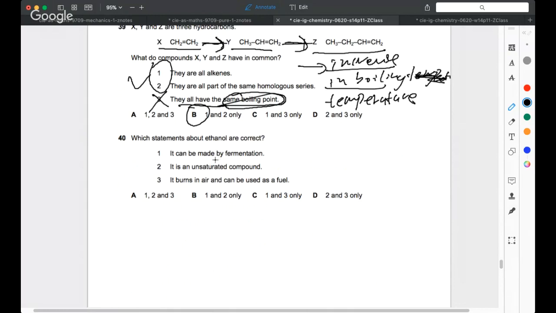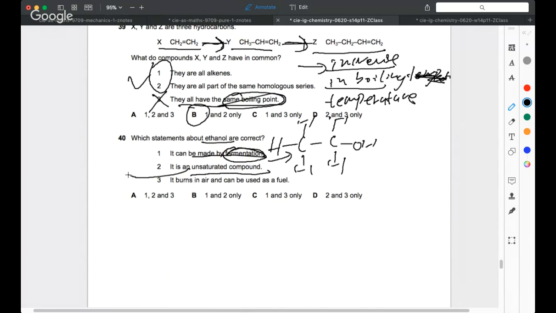The last question is about ethanol. If you draw the structure of ethanol, first of all, it is made from fermentation. Plant fermentation gives you ethanol. But it's not an unsaturated compound, because an unsaturated compound has double bonds, and ethanol does not have any double bond. So 2 is wrong. And ethanol can be burned as a fuel. It is a very good biofuel. So 3 is right. So 1 and 3 are the right answers. So C is the right choice.